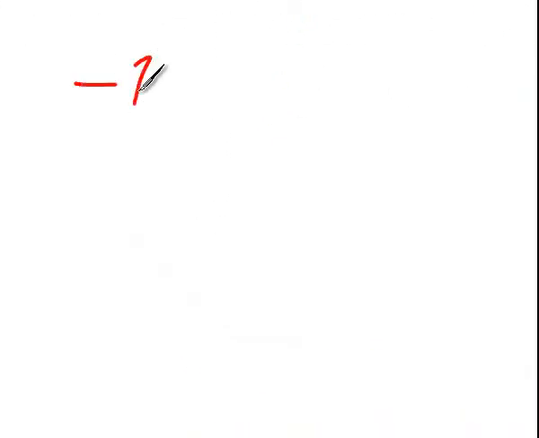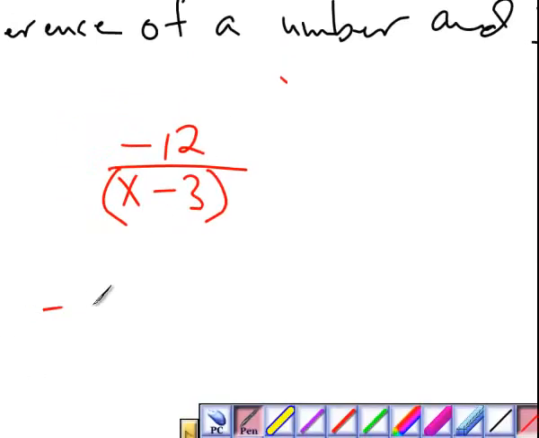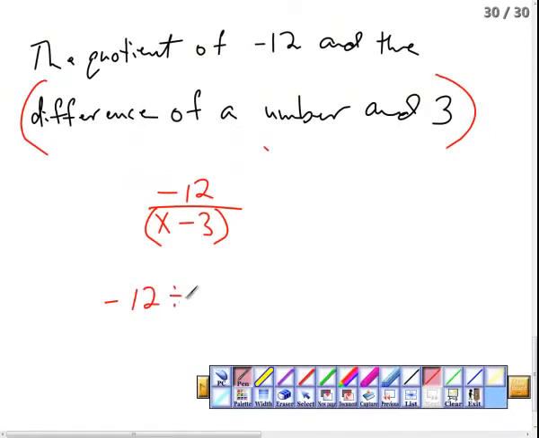So that'd be negative 12. And then you could divide it by x minus 3. Yeah, if you got in parentheses, that's okay. Another way you could have written it is negative 12 divided by x minus 3, like that. You could have done it that way too.